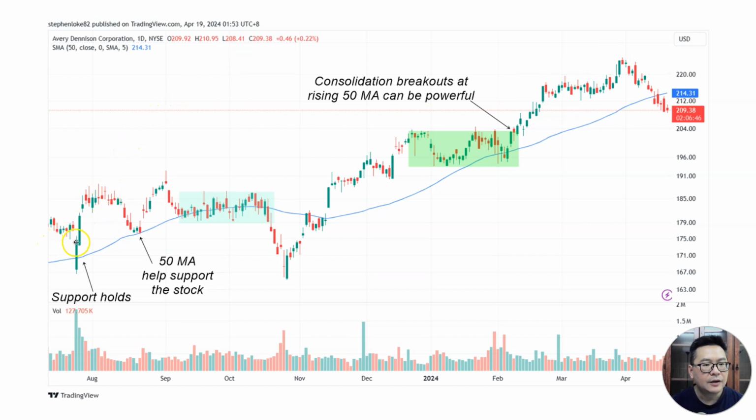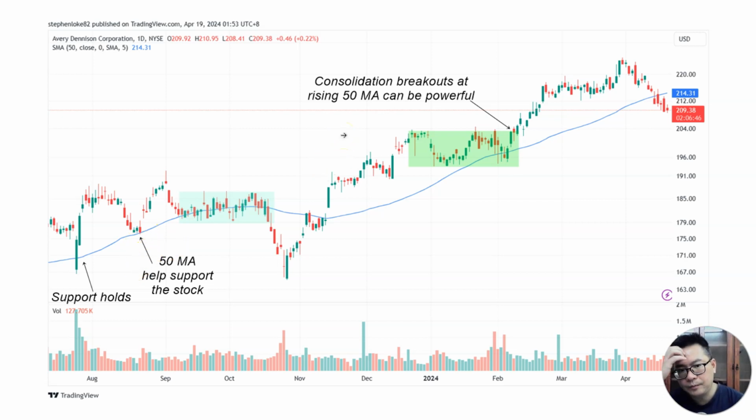Here we also have examples of how the 50 MA helped to support. Here we have a gap down, but because of the 50 MA area, it quickly regained, closed here, and went up for a couple of days. And here it corrected, and the 50 MA helped to support the stock. Okay. Sometimes these small moves can just decline, then move back up because of the support in the 50 MA.